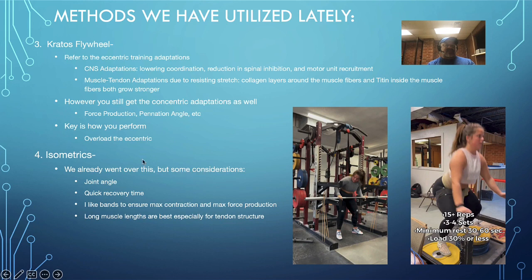Here are some things to consider with isometrics. Whatever joint angle you need strengthening, there's nothing better than isometrics. It's quick to recover from. Six hours total it takes, so you could really do it every day and recover. So I like bands to ensure max contraction and max force production, and long muscle lengths are best, especially for tendon structure.